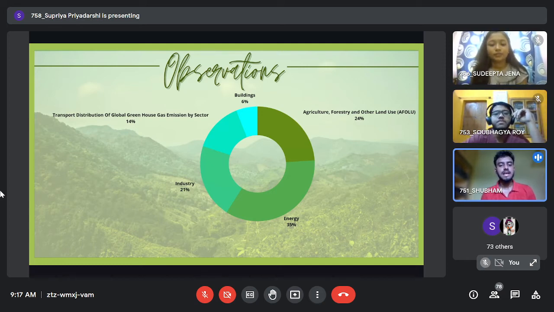The last sector is land use and forestry. 13% of total greenhouse gas is emitted from this sector. Land areas can act as a sink or a source of greenhouse gas emissions.